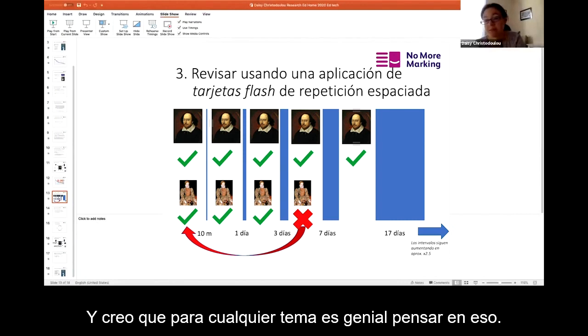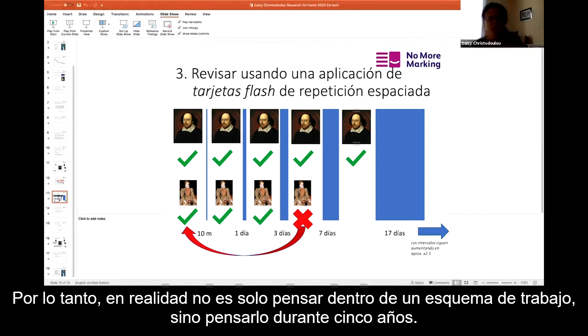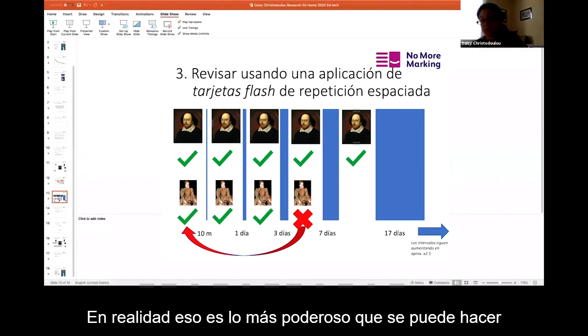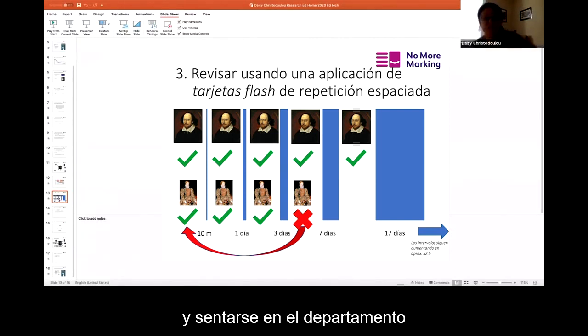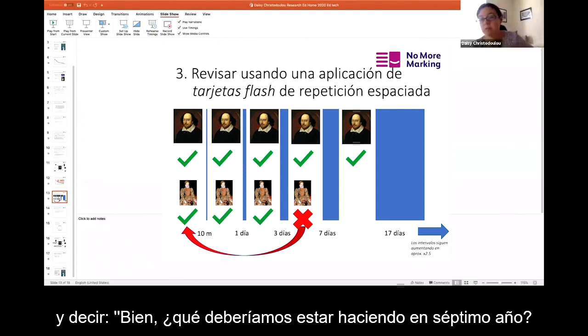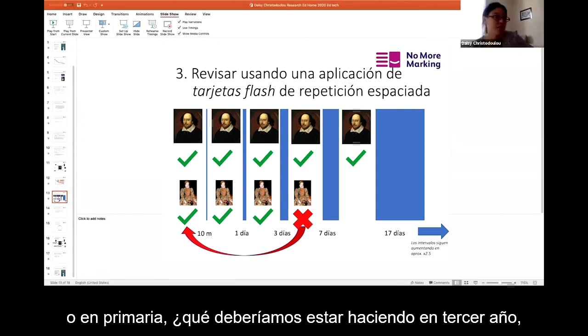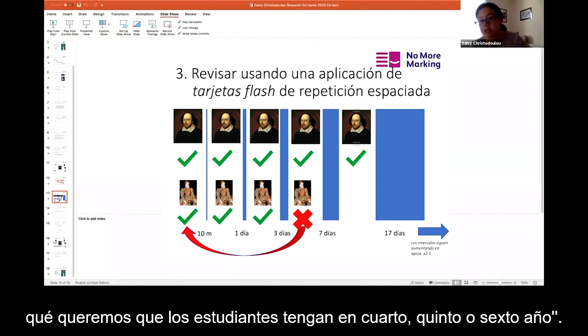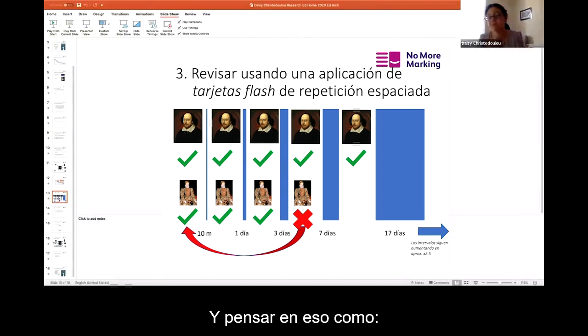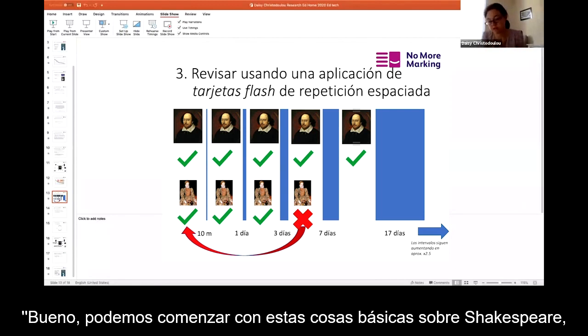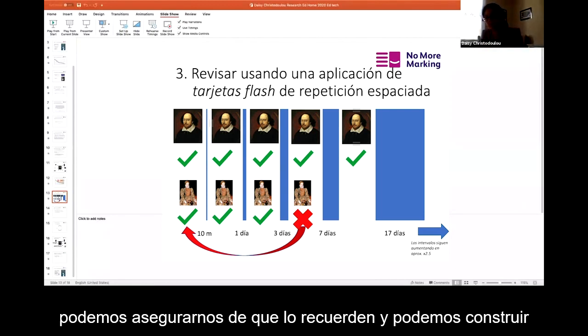And I think for any subject, that's a great thing to think about. So actually not just thinking about it within a scheme of work, but thinking about it across 5 years. Actually, that's the most powerful thing to do. And to sit down as a department and say, well, what should we be doing in year 7? Or at primary, what should we be doing in year 3 that we want students to have in year 4, year 5, year 6? And to be thinking of it as, well, we can start with these basic things about Shakespeare, we can make sure they remember those, and we can build.